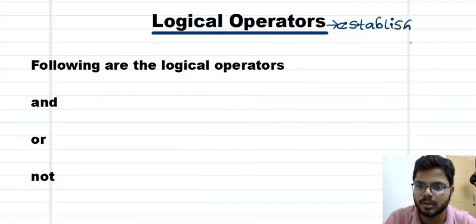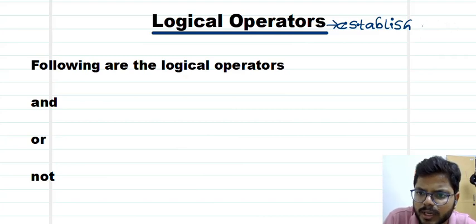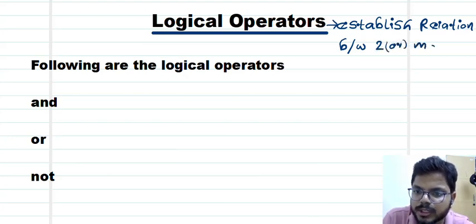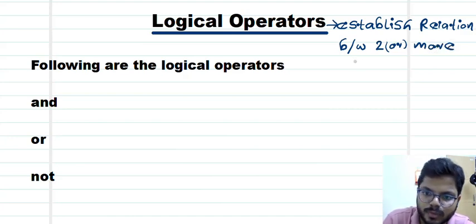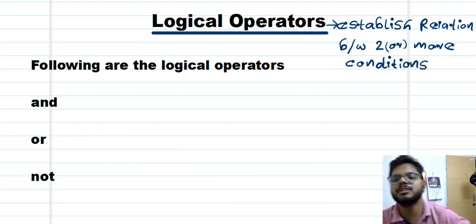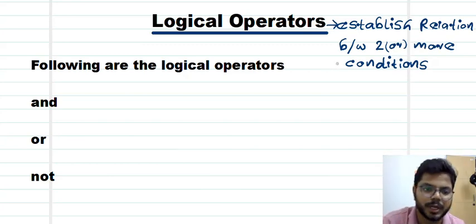It will establish a relation between two or more conditions. So we can see that a logical operator will establish a relation between two or more conditions.